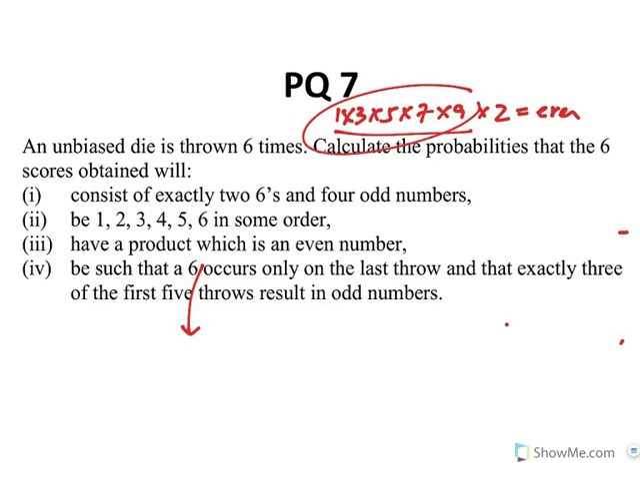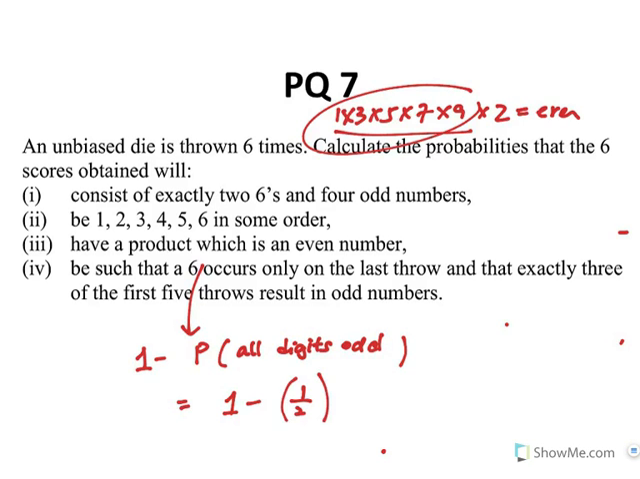So the key thing is, for me to have an even number, I just need at least one of them to be even. So we think about the complement. This is the same as 1 minus the probability that all digits are odd. The only way for me not to have an even product is that all of them are odd. So it's just simple: 1 minus the probability of getting all odd numbers, which is 1 over 2 power 6. And the answer will just be 63 over 64.